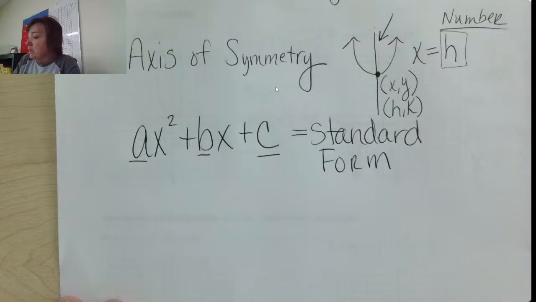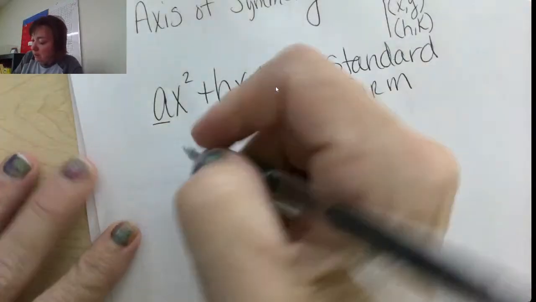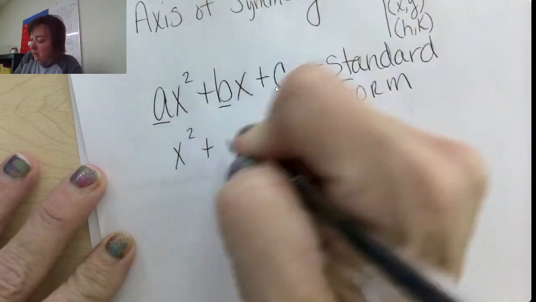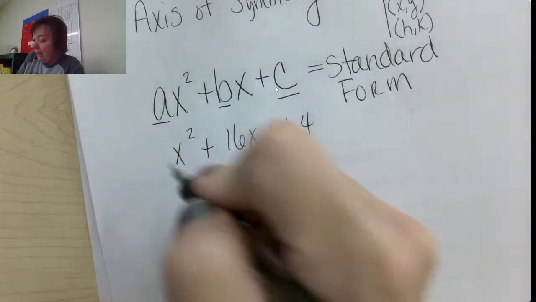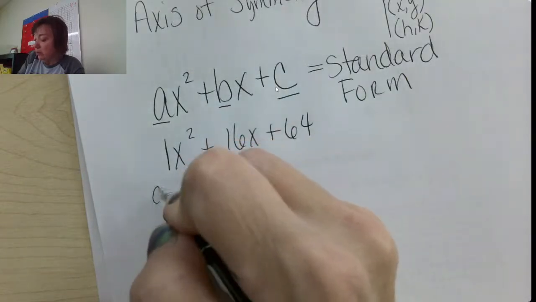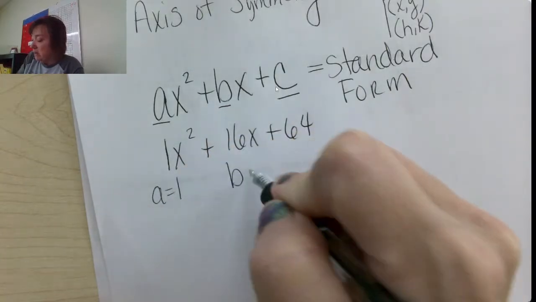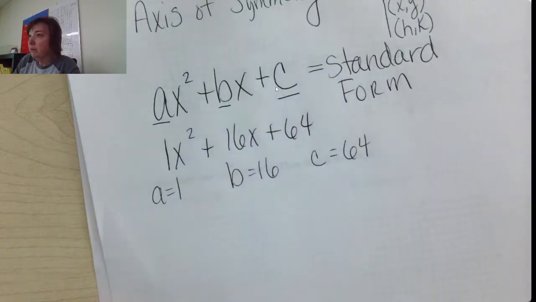Everybody good so far? So, like, if we take that very first problem we have, which is x squared plus 16x plus 64, then our A would be a 1. That's an understood 1, right? That's our A. So A is 1. B would be 16. And C would be 64. Everybody with me so far?